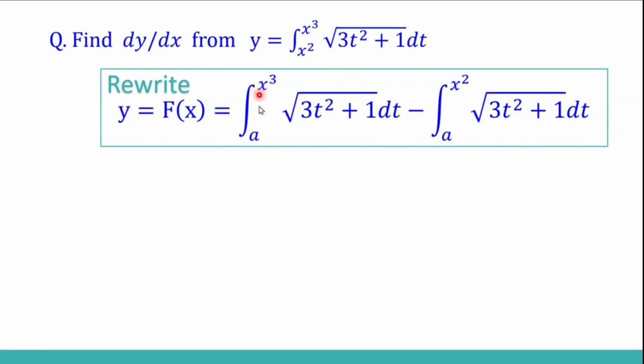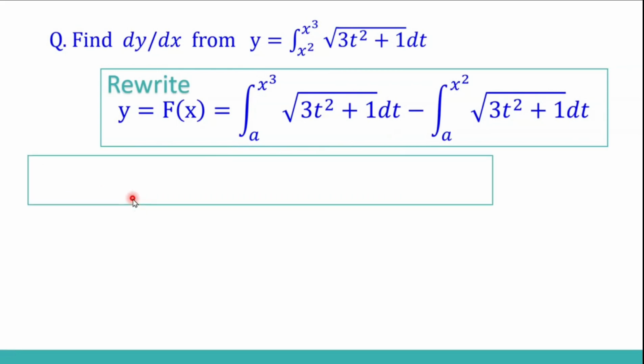So now we separate this integration. We get the limit a to x^3, and then plus, where a is the upper limit and x squared is the lower limit, but we flip it and we get a minus here. The rest you can do by applying the fundamental theorem directly, and you will get the answer.